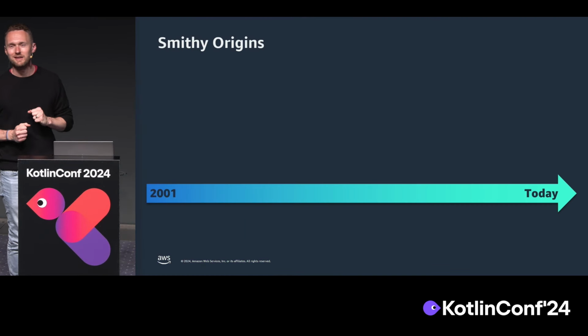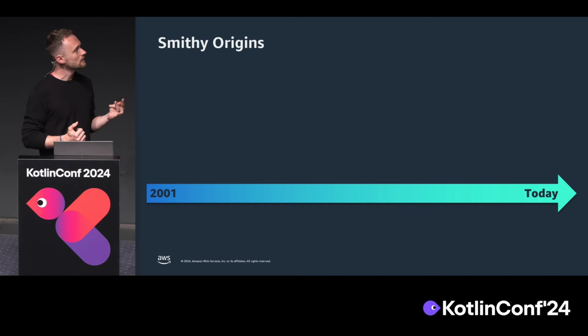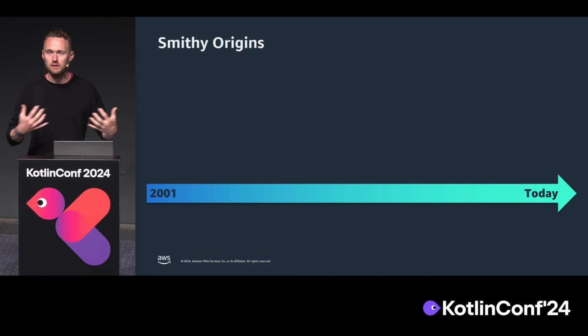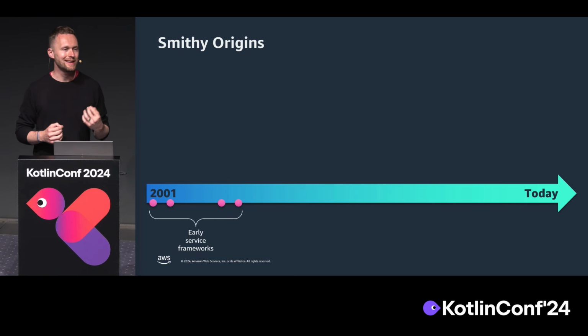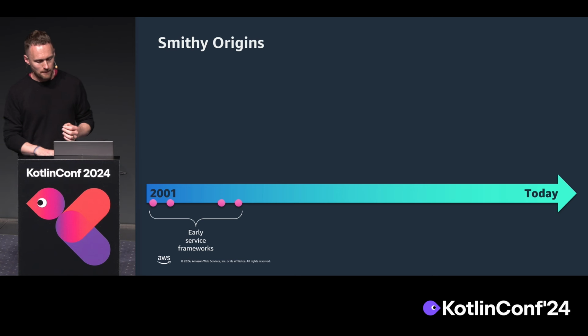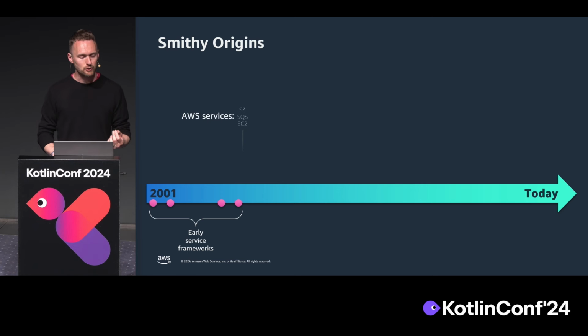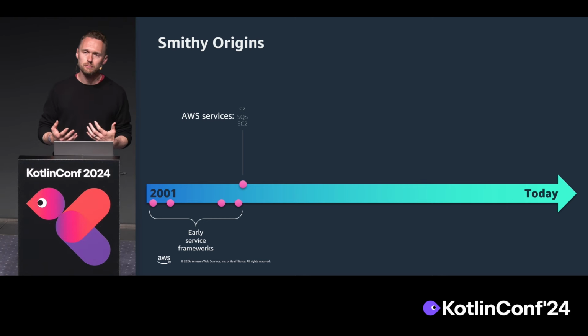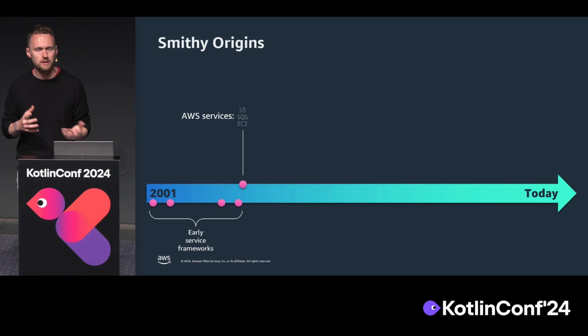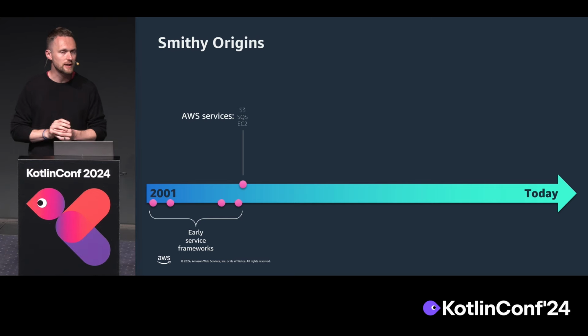So why does Smithy exist? Well, at Amazon, we've been building web services internally for a really long time. And in the early 2000s, we started developing in-house frameworks to bring some structure to that process. In 2006, the first AWS services were launched, and they were built on these early frameworks. As a few more years went by and a few more AWS services were launched, we started to discover that each of our frameworks had unique strengths and weaknesses that made them better or worse suited for certain applications.